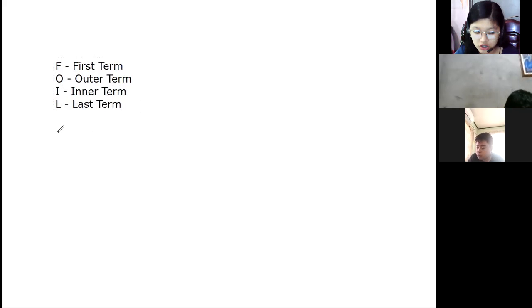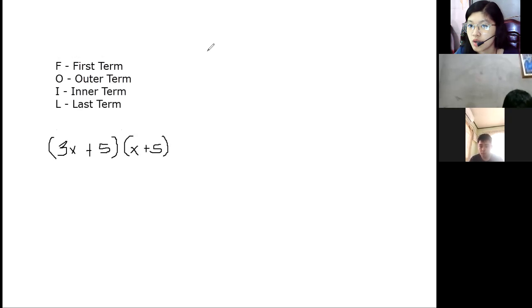So, we have here the example, 3x plus 5. Ito ay binomial kasi meron tayong two terms which is 3x and 5. I-multiply natin siya sa x plus 5. So, may i-apply natin yung mga laws of exponents dito sa pagsisolve ng polynomial.